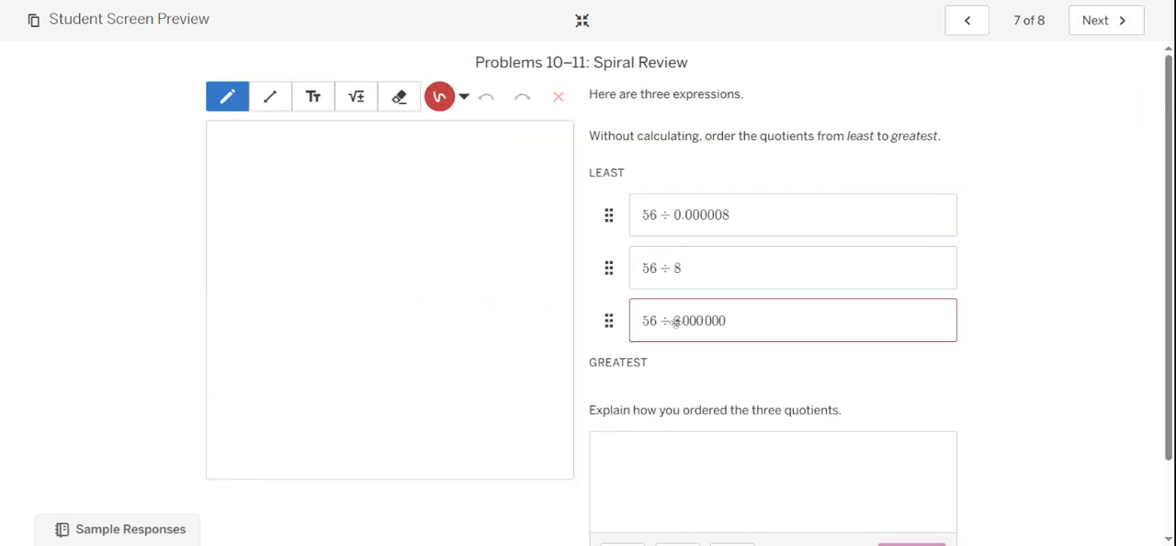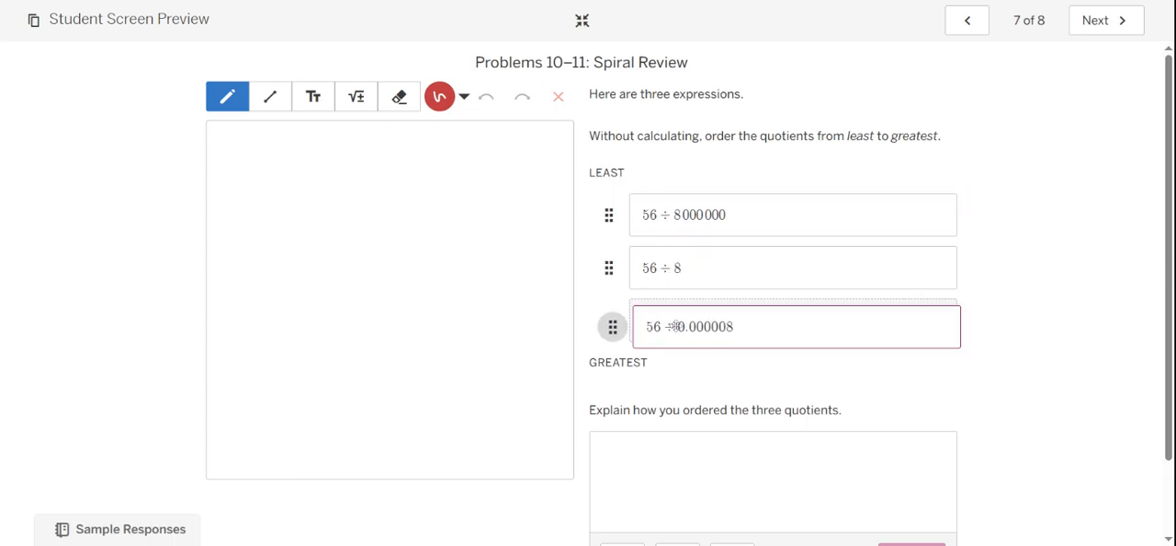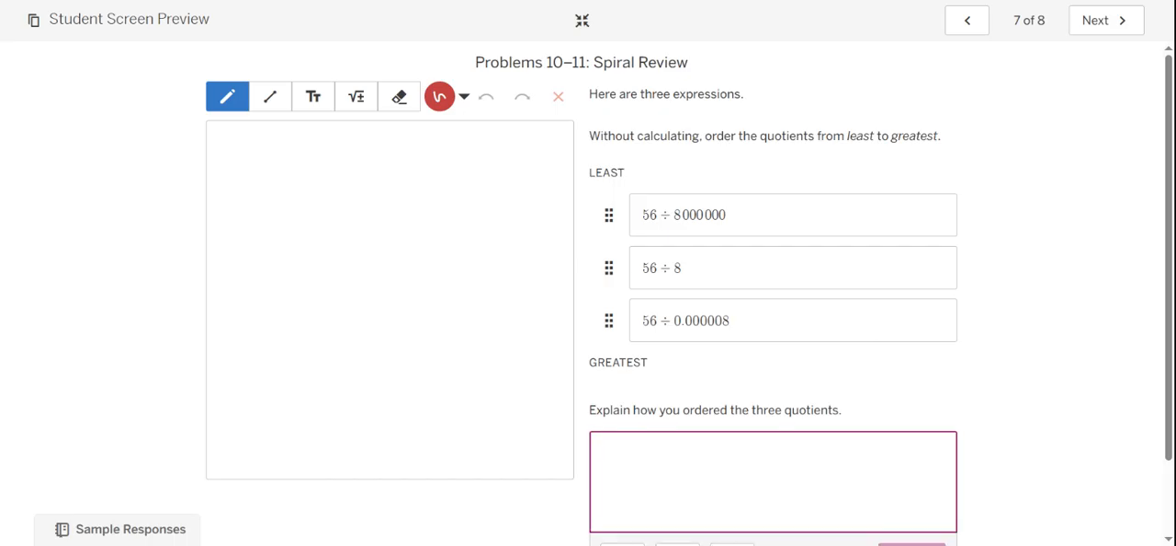Put these in order from least to greatest. Well, the one divided by the biggest number is going to be the smallest, and the one divided by the smallest number is going to be the biggest. And so if you divide by a small number, you get a big quotient.